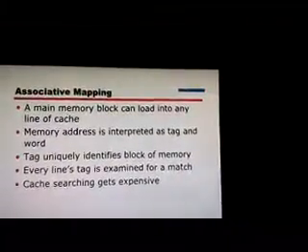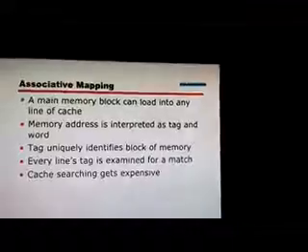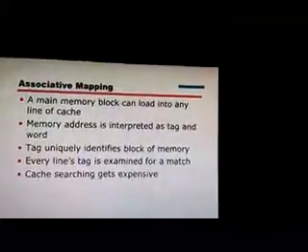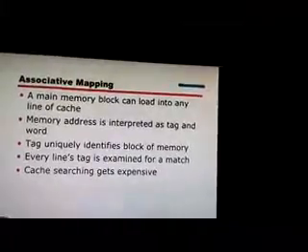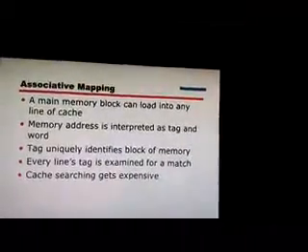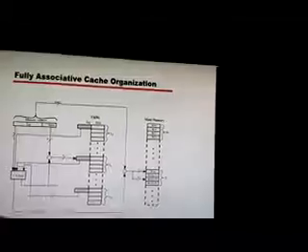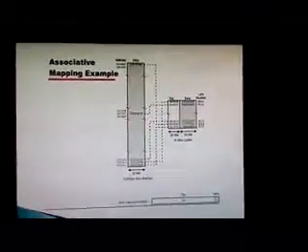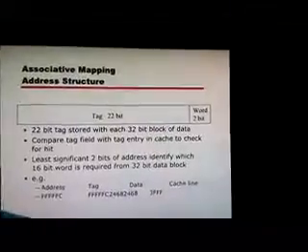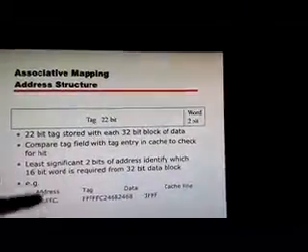Associative mapping. A main memory block can load into any line of cache. Memory address is interpreted as tag and word. The tag uniquely identifies a block of memory. Every line's tag is examined for a match. Cache searching gets expensive. This is the diagram for fully associative cache organization. Associative mapping example. Associative mapping address structure.